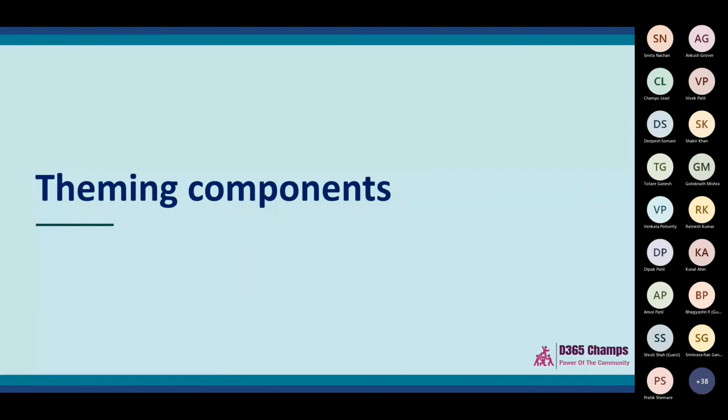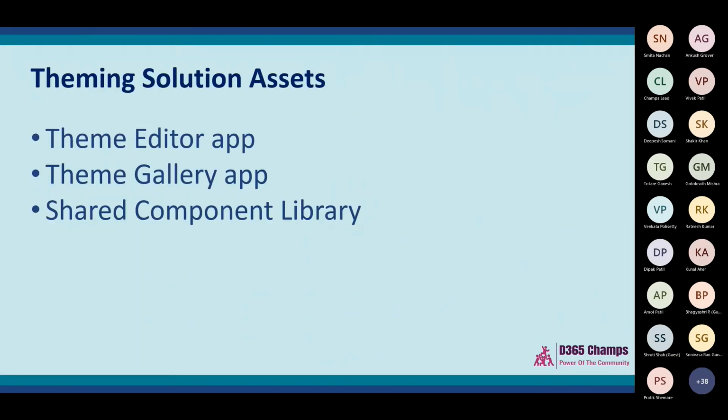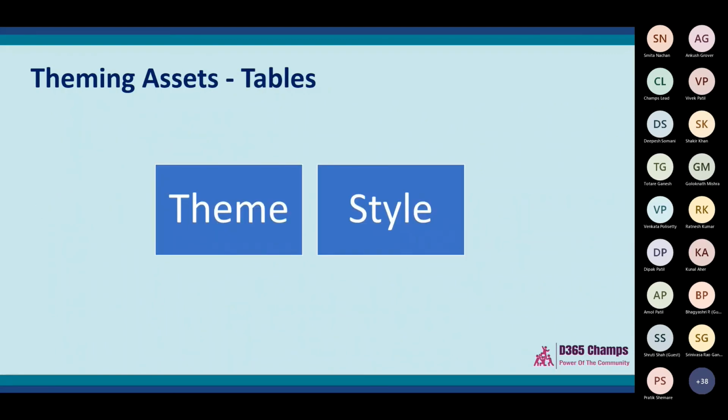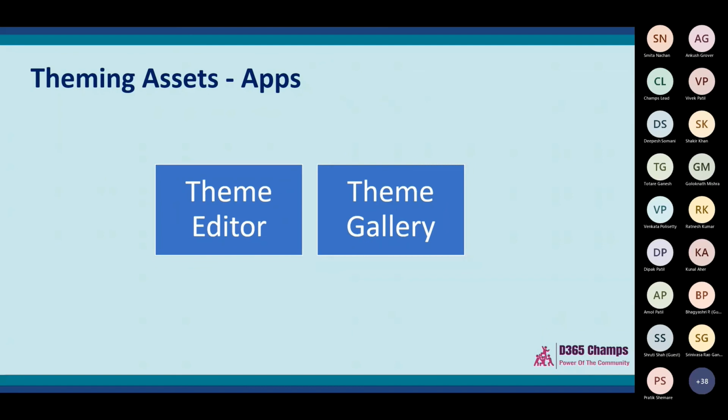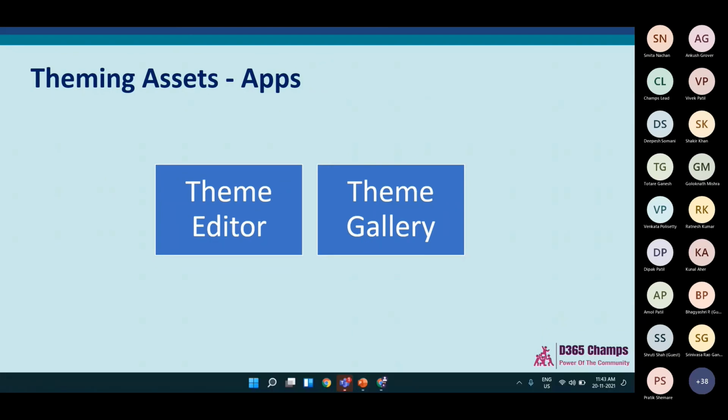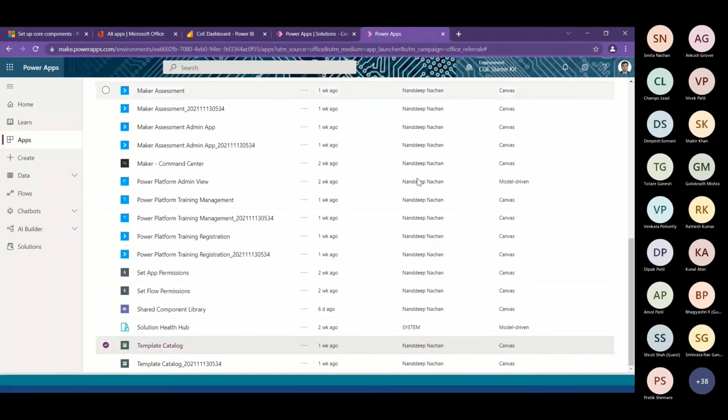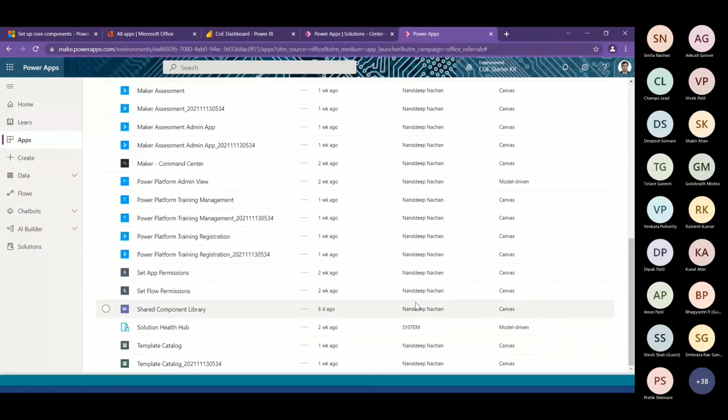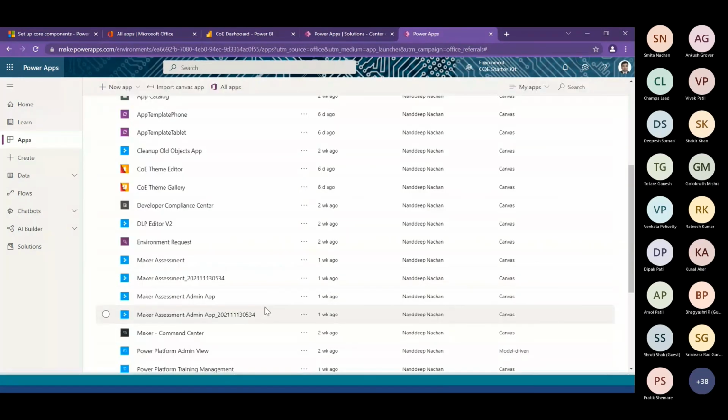And then quickly we have this theming component. Theming is a frequent ask from the entire organization, so that we can have a consistent look and feel. Here we have those three assets, including this theme editor app, theme gallery, as well as the shared component app. And then we have certain tables around that, like theme and style, and then we have those two apps. Probably I can show you that quickly, like theme editor and theme gallery. Even from the name, it is self-explanatory that the theming app will help you to create the themes, and the other app will help you to, okay, let me just search for those.